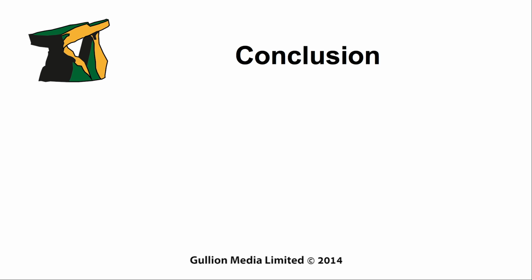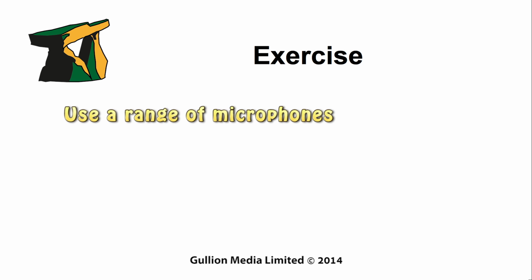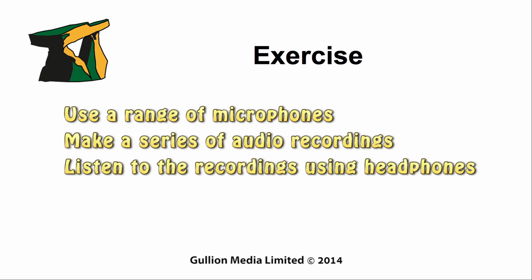In this session, we've looked at the different types of microphones and accessories that can be used to record audio. As an exercise, use a range of microphones you have available to you and make a series of audio recordings. Then listen to the audio using headphones that surround your ears to hear what the quality of recordings are like. What did you notice about the audio recordings? Was there any external interference? Could you hear distortion caused through your hand movements? Can you hear any electronic sounds or wind against the microphone? Is there any sound that you did not think was there when you did the recordings?